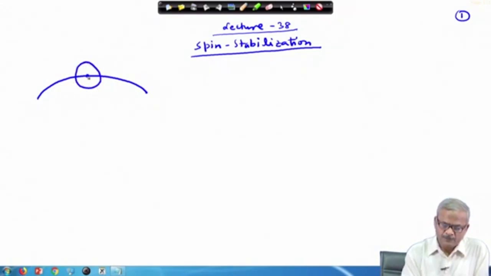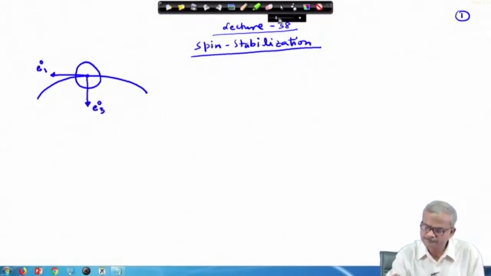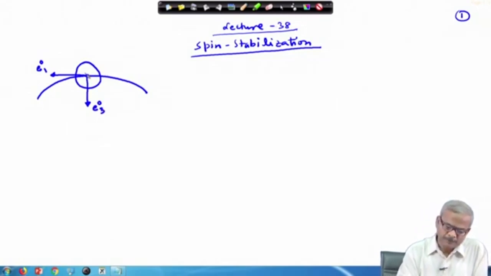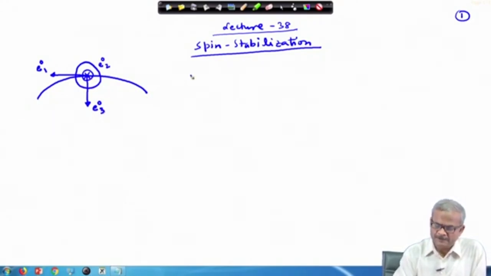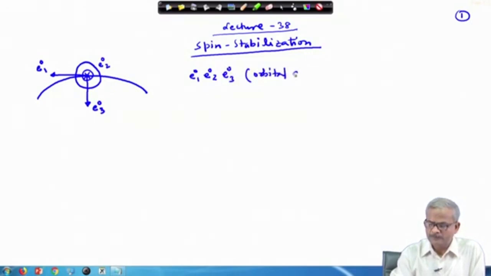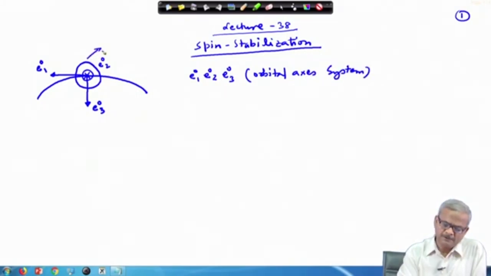a satellite is moving in orbit. As usual, we have E01, E03 here in this direction, and E02 points inside the page. So, this is our orbital axis system, E01, E02. And here I am showing a satellite.